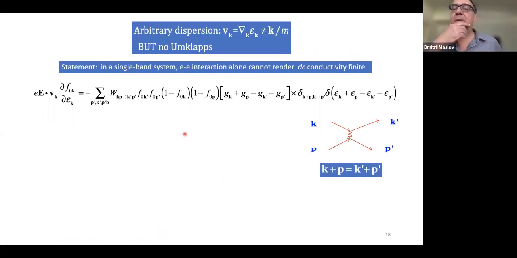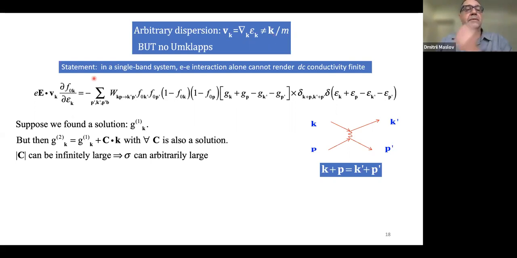Okay, so why do we need, in general, umklapps in order to maintain finite conductivity in this case? Suppose that I have a lattice, I have arbitrary dispersion. My velocity is some gradient of my band, and it's not equal to momentum divided by mass, so I don't impose any constraints on the lattice, but I disallow umklapps for a second. Then in a single band system, electron-electron interactions alone cannot control the DC conductivity. So why is it so?